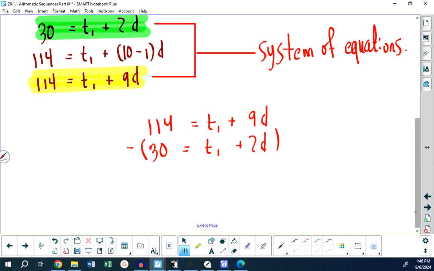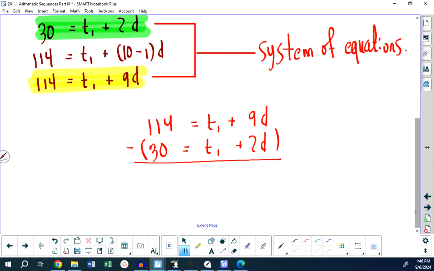I would probably subtract the equations. This is what you call in Math 10C the method of elimination, where you add or subtract equations. The reason why subtracting these equations bears fruit is because they each have one T1 in them. So when I subtract T1 minus T1, I don't have to worry about it in my calculation.